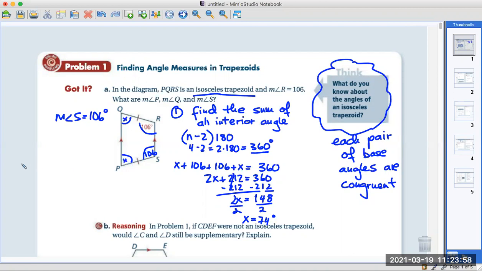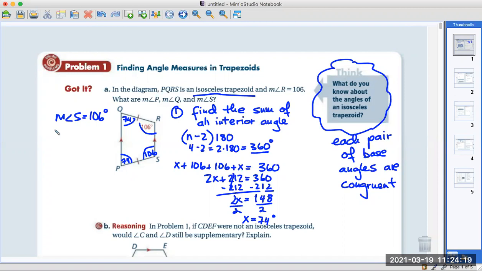So 74 degrees is both of these angles, right? I call them X. If you have tried trial and error, see which way is faster. Sometimes this is faster, sometimes trial and error is faster.